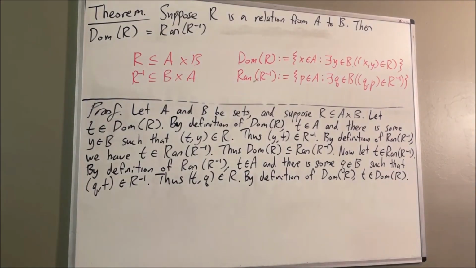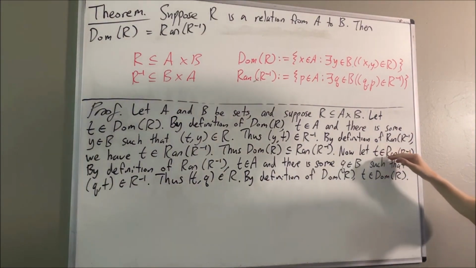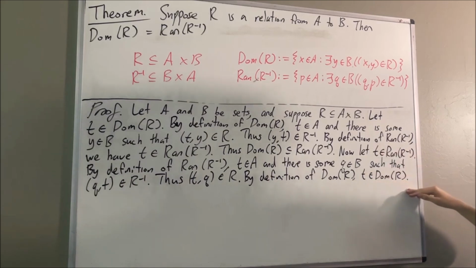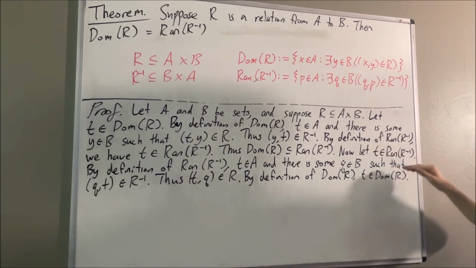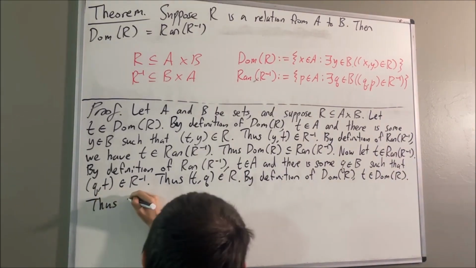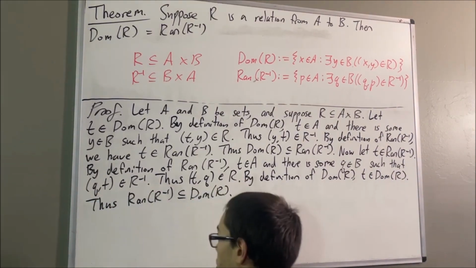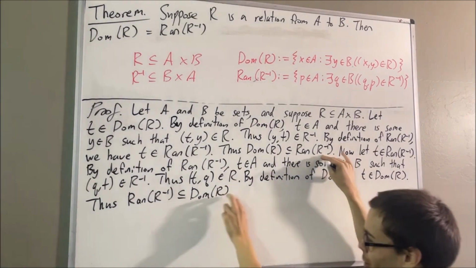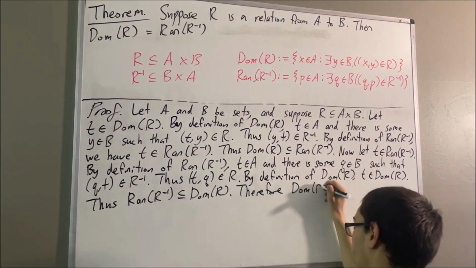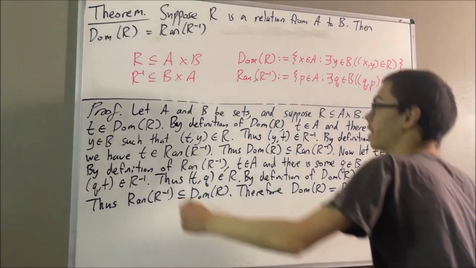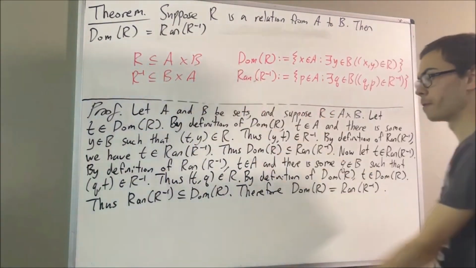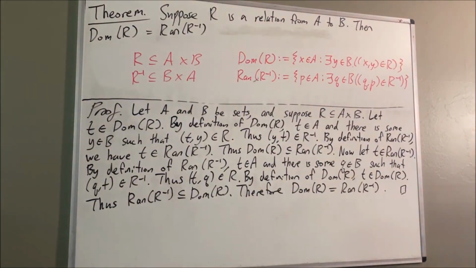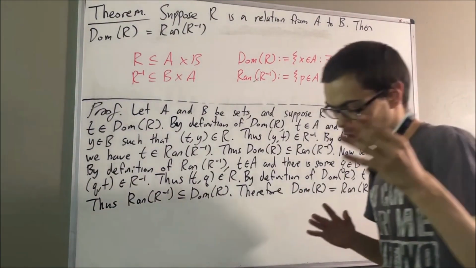So, putting this together, we gave ourselves an arbitrary element of the range of R inverse and showed that it is also an element of the domain of R. Therefore, everything in the range of R inverse is also in the domain of R. So, putting this together, these two facts tell us that the two sets are equal. And that's exactly what we wanted to prove. So this completes the proof. So that proves what we first wanted to prove.